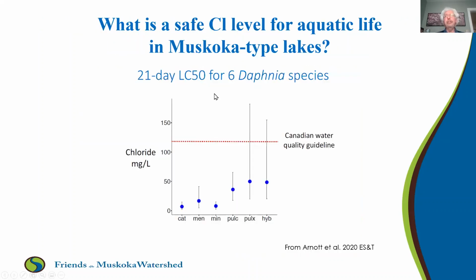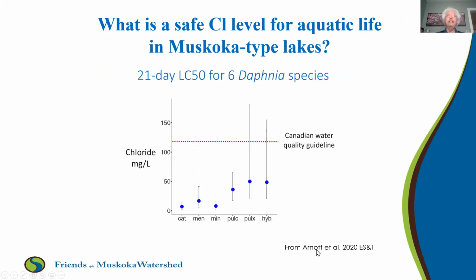How much salt is too much salt? Well, the Canadian Water Quality Guideline is actually 120 milligrams per liter. We don't have lakes with chloride levels that high, but that is a completely inappropriate standard to apply to Muskoka lakes.